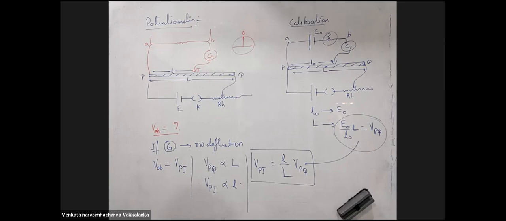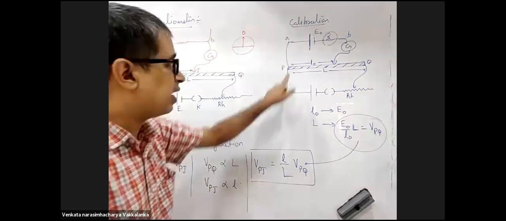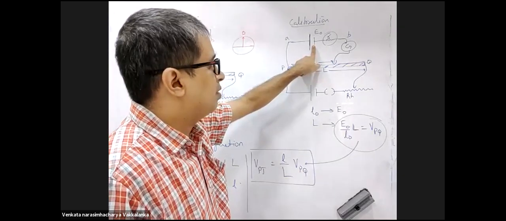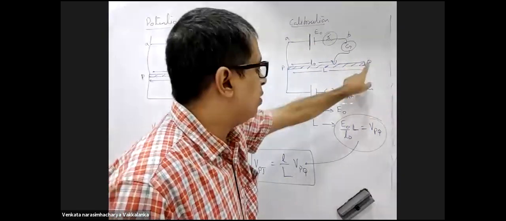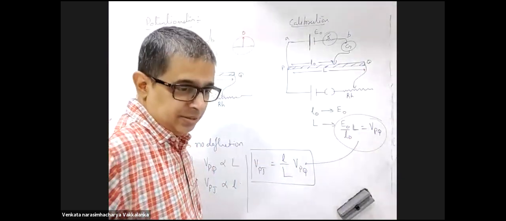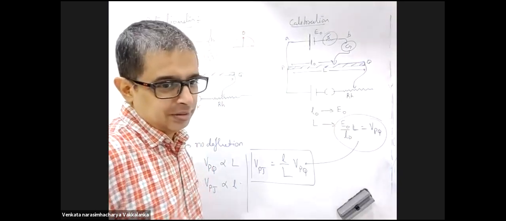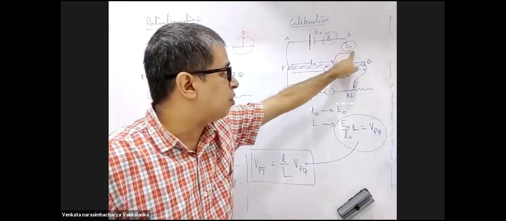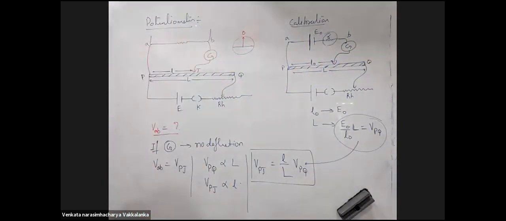Sir, in the calibration, can you repeat how you equated L naught to E naught? We didn't equate. L naught length corresponds to this potential difference. Yes, sir. Length will correspond to how much? Unitary method. Right, correct, sir. What makes you say L naught length corresponds to this potential difference? You found out the null deflection point? Yes, sir.